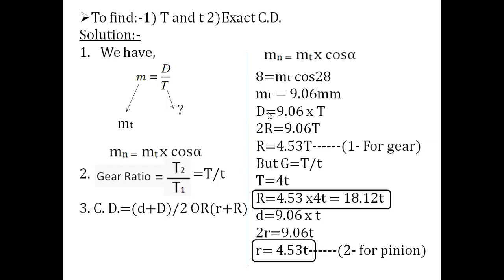So what is that d? D is nothing but 2 into radius. This is the diameter, the pitch circle diameter. So we are going to find out the pitch circle radius. So d is nothing but 2 into radius, which is equal to 9.06 into t. So the value of the pitch circle radius for the gear, capital R, is equal to 9.06 divided by 2.